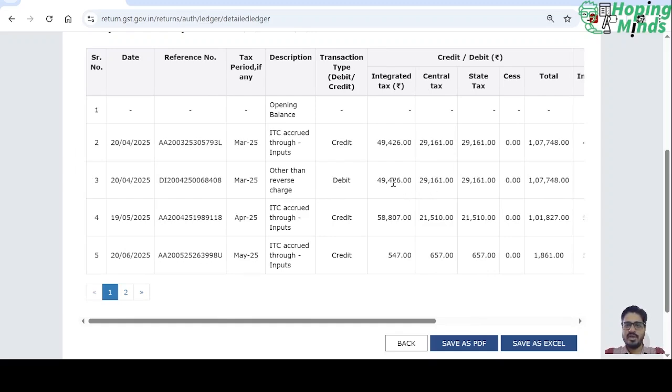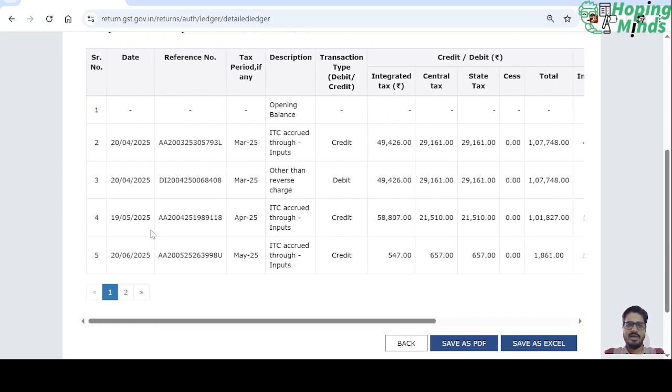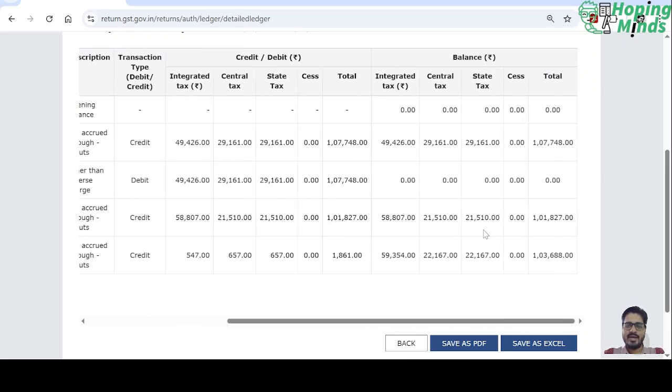Then on the same date, we made the payment of our output tax liability utilizing the input tax credit. The amount was 49,426 towards IGST and 29,161 towards central and state taxes. So once we utilized this, our balance reduced to 0. Similarly, this was for May month and this one for June month, that is, tax period was April, filed in May, and tax period was May, filed in June. So this is how the credit ledger appears in the GST portal.